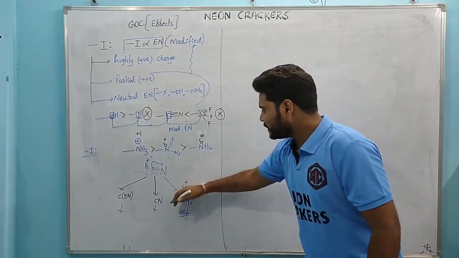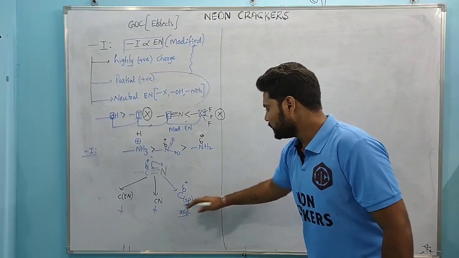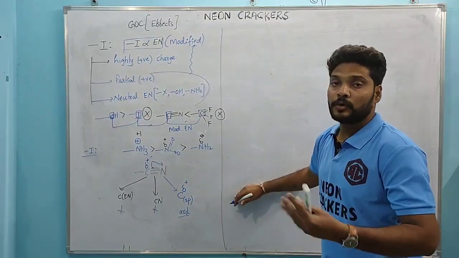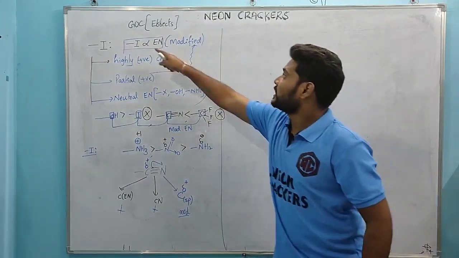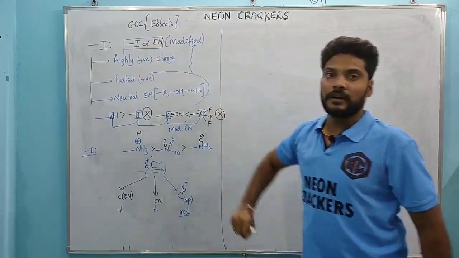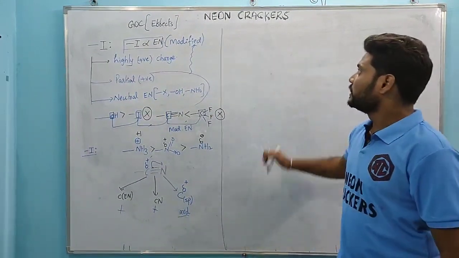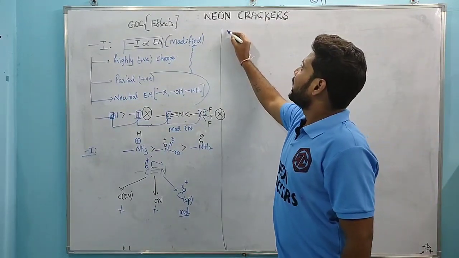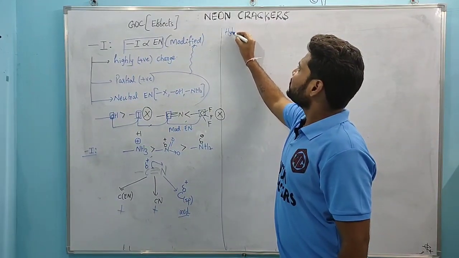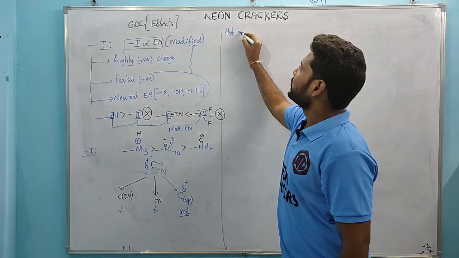If you compare the partial positive charge with others, the one having more modified electronegativity is having a stronger minus I effect. Okay, this is the comparison. We need modified electronegativity here. So the first factor is hybridization, the hybridization of carbon.